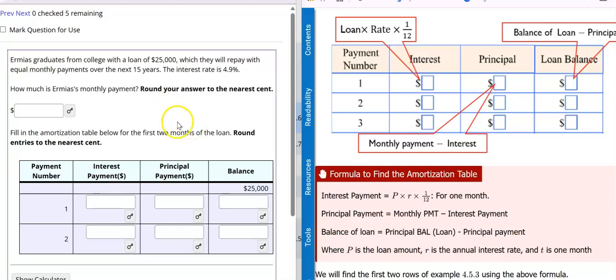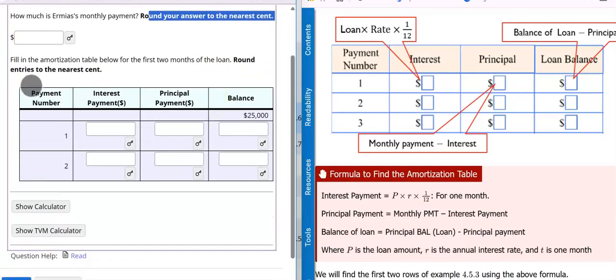Hello. This question involves a loan amortization schedule, also called an amortization table for the loan. Here, the loan is $25,000, which the student will repay in equal monthly payments over the next 15 years with an interest rate of 4.9%. The question first asks: what's your monthly payment? Round your answer to the nearest cent.